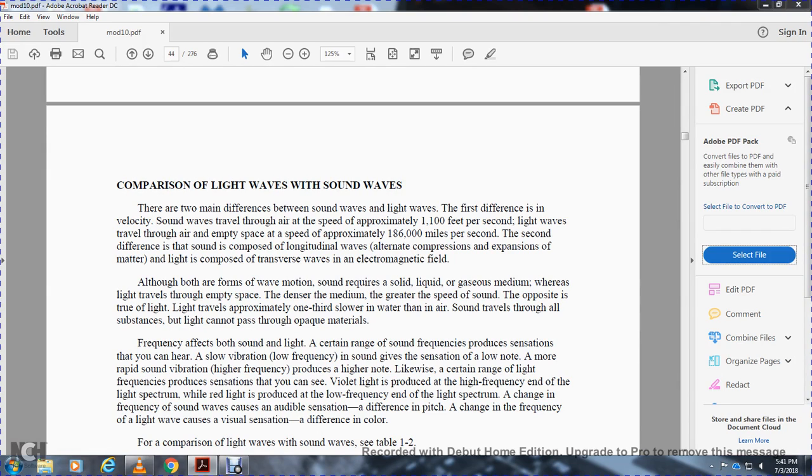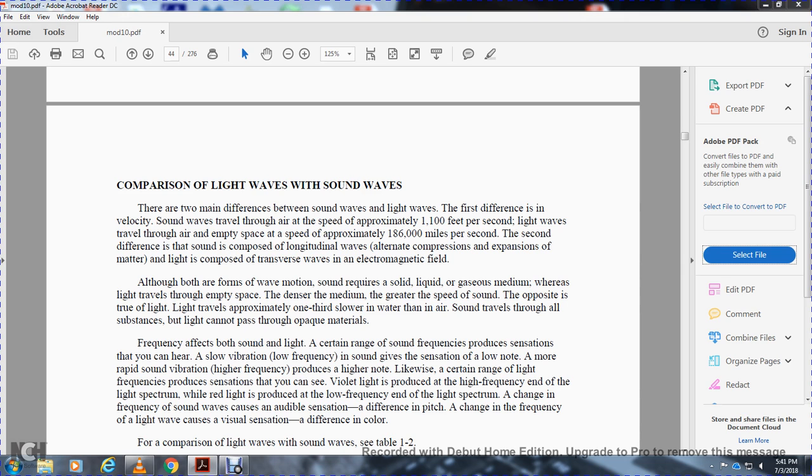The second difference is that a sound wave is a longitudinal wave, the alternate compression and expansion of matter, whereas light is composed of a transverse electromagnetic field wave. Although both forms of wave motion require a solid, liquid, or gaseous medium, light can travel through empty space. The denser the medium, the greater the speed of sound; the opposite is true of light, which travels approximately 1/3 slower in water than in air. Sound travels through substances, but light cannot pass through opaque materials.